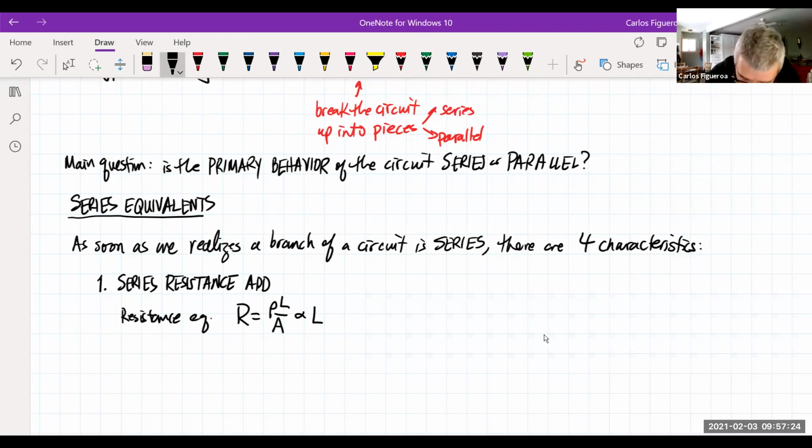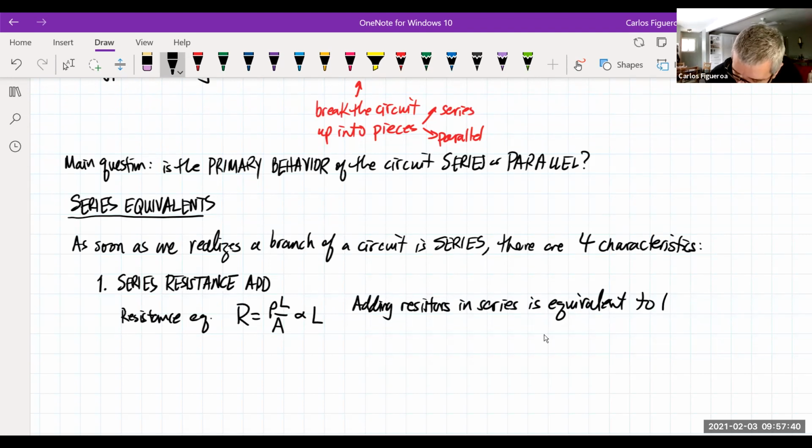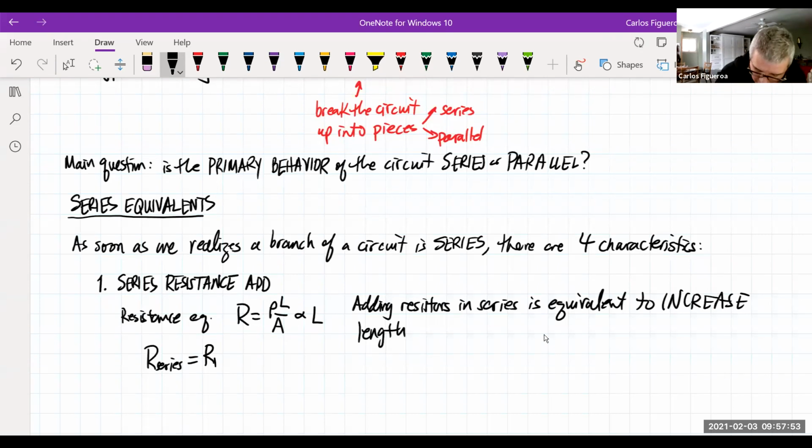So that means that adding resistors in series is equivalent to increasing length. Therefore, R series is directly proportional to length, and it looks like this. Okay, that's the first one. Series resistances add.